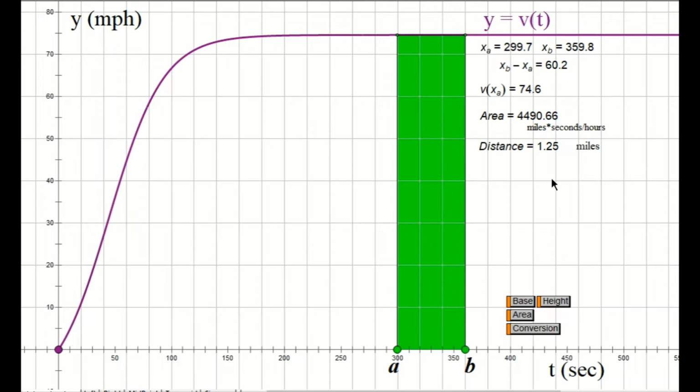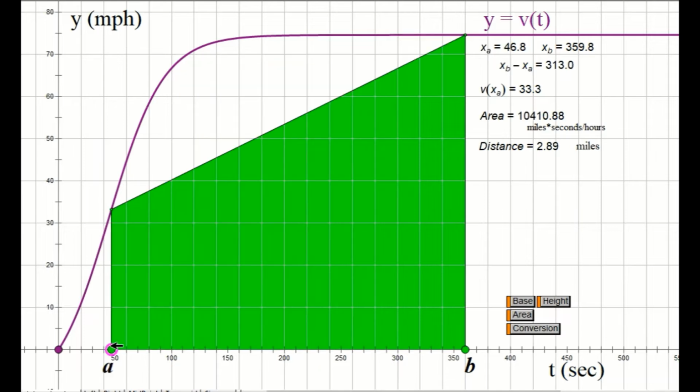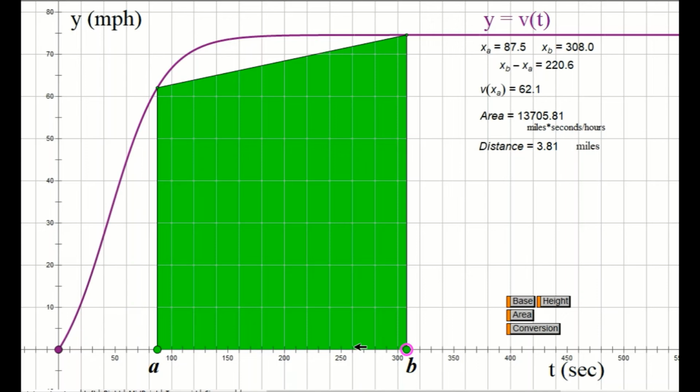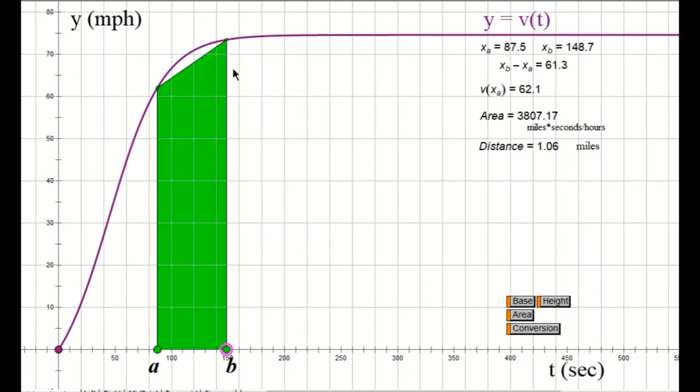It doesn't tell us how far we've gone total. It just tells us how far we've gone from A to B, from 300 to 360 seconds. If our time was different, if we were going from say 90 to 150 seconds, then here it's harder to figure out that area. When this is curved, we have a problem finding out the area.